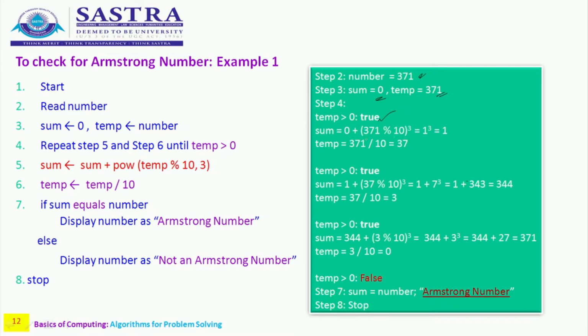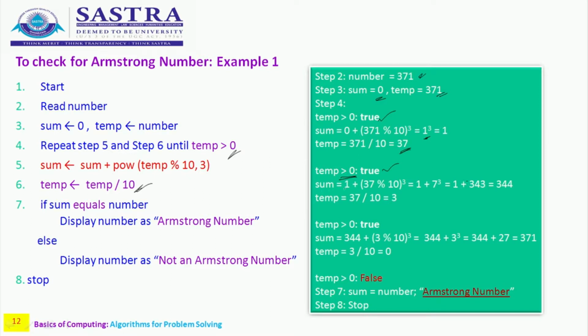So 371 mod 10 will give you 1 as the remainder. So 1 cube is actually 1. Then in the loop, the next step is temp is equal to temp by 10. So 371 divided by 10 will give you 37. Then you have to go and check the looping condition, whether temp is greater than 0. What is your new temp value? Which is 37. 37 is greater than 0, which gives you true as the result. So once it is giving true, then we are eligible to enter into the loop.